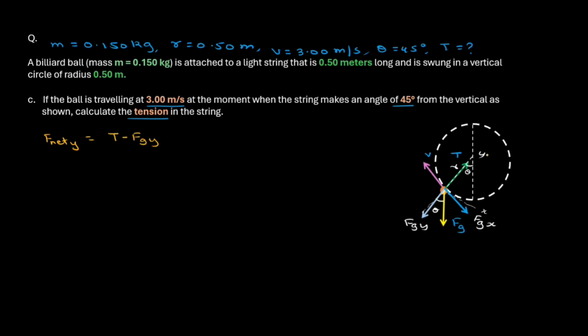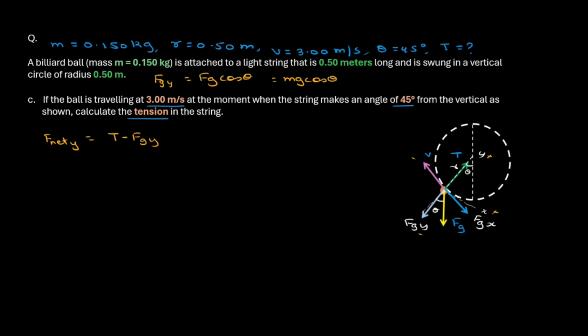If we take this direction to be positive and this to be negative, same for the x-axis, this is positive and here it is negative. So F net y will be equal to T minus Fgy, where Fgy is nothing but Fg cosine theta, as it is the side which is adjacent to the angle theta. So I can write this as m times g cosine theta.